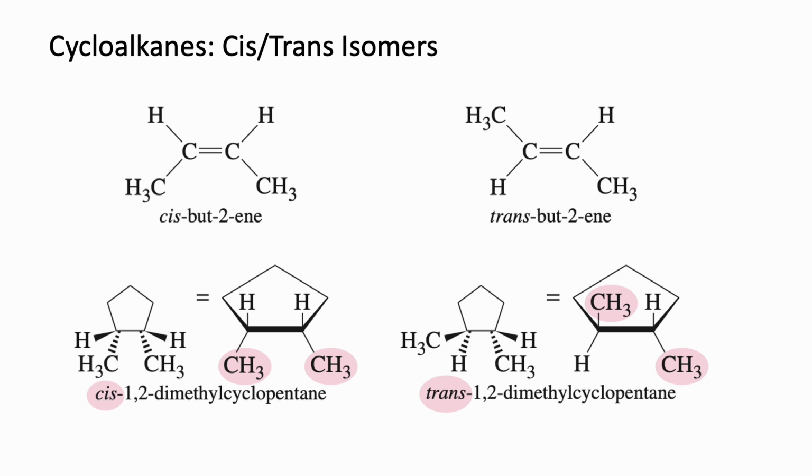And so because we would end up giving them the same exact name, 1,2-dimethylcyclopentane, but they're not the same exact molecule, these are 2 different molecules, then we have to come up with some way to name them differently. And so them being stereoisomers and those methyl groups having different positions in space, we call the one on the left cis. They're both on the same side of the ring. And we call the one on the right trans. They're both on opposite sides of the ring.